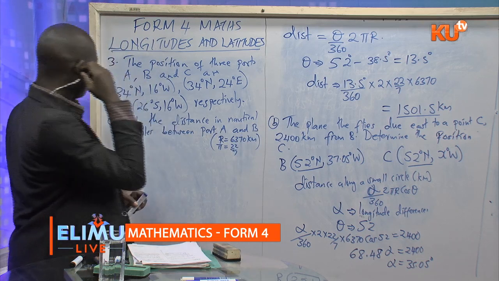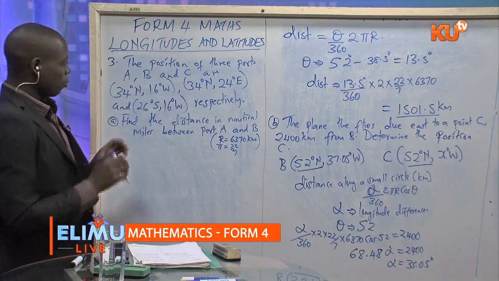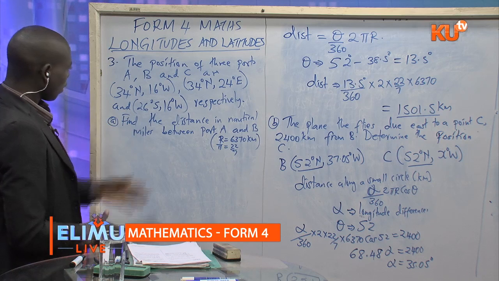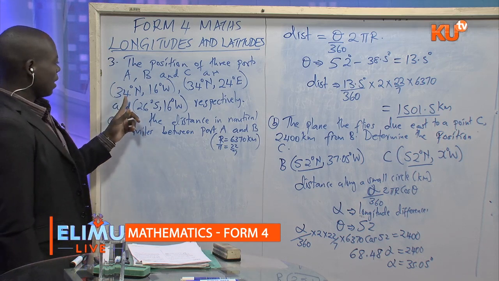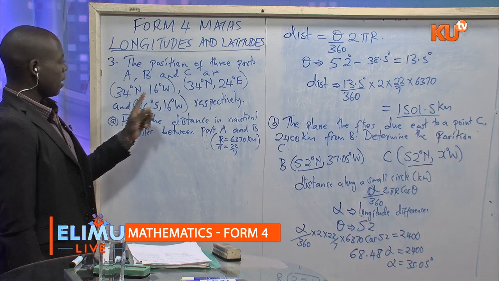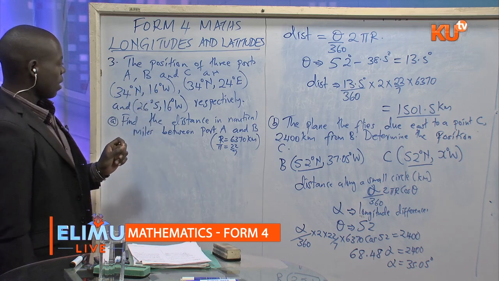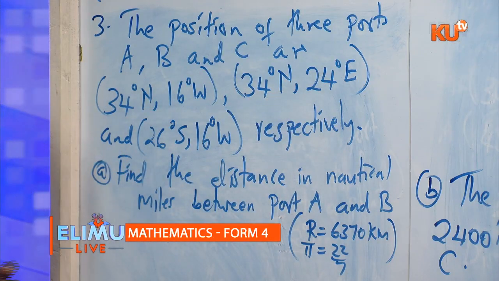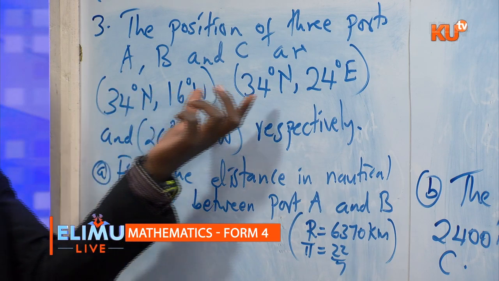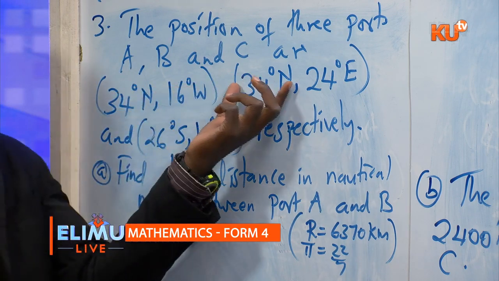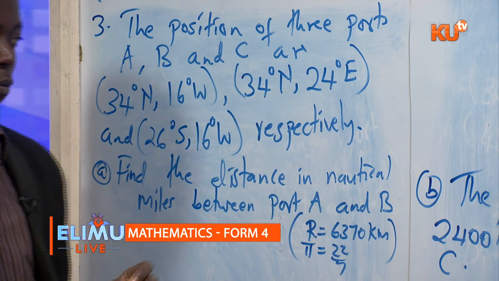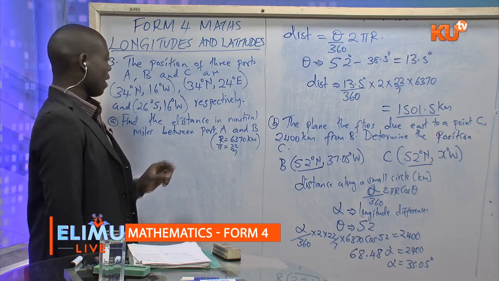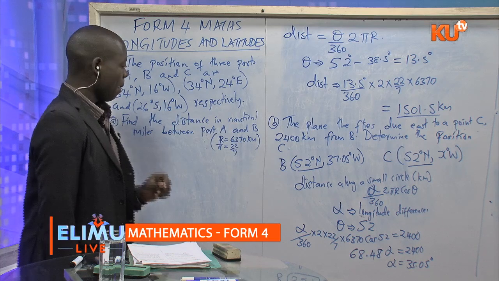Now, 3 points, different locations, but we can bring them together by looking at their longitudes and latitudes. Let's take an example for A. A is 34 degrees north and 16 degrees west. And B is 34 degrees north, 24 degrees east. This tells you that they share the latitudes. And if they share the latitudes, then it is a small circle. So how do we calculate distance along a small circle? That is what we need to do for part A. Along a small circle, but in nautical miles.